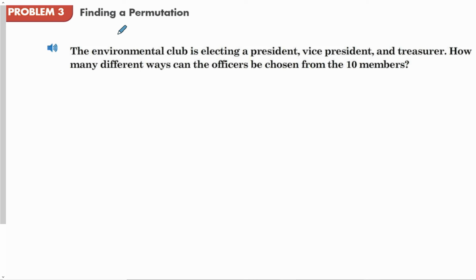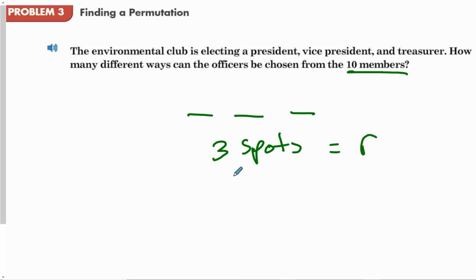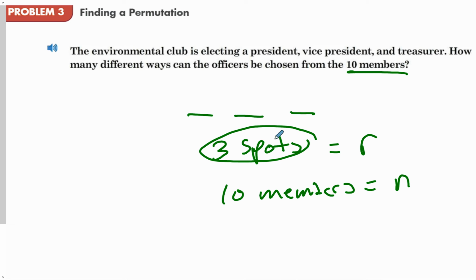Here's an example of finding a permutation. Like I talked about, a president, vice president, and treasurer. So we have 3 spots to fill, and that would equal our r. Then, how many different ways can officers be chosen from a group of 10? So 10 members are what we pick from, and that would be our n, the total number I can choose from. And this is how many I'm choosing, 3 out of those 10.